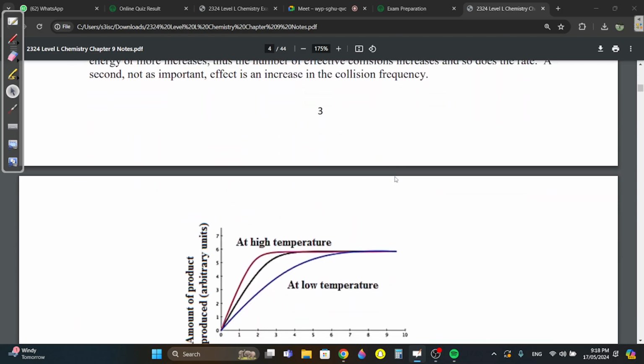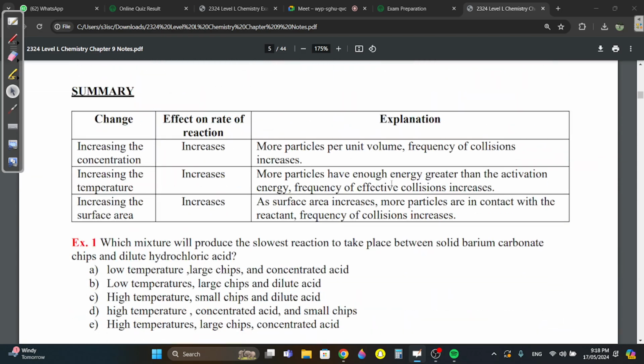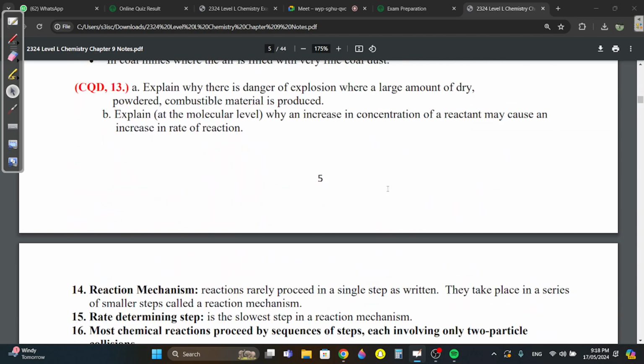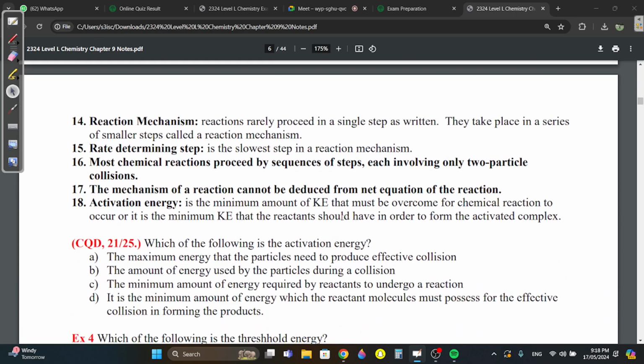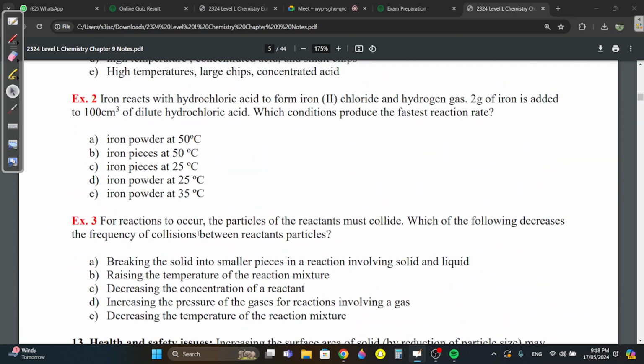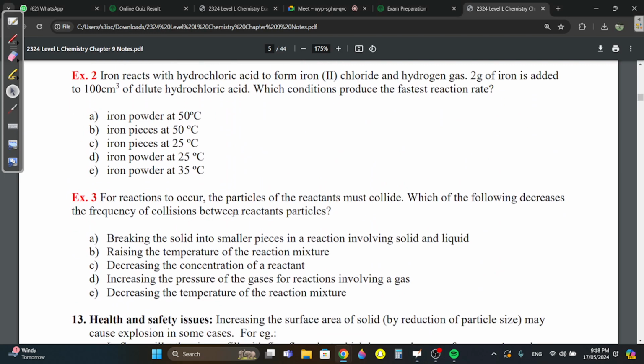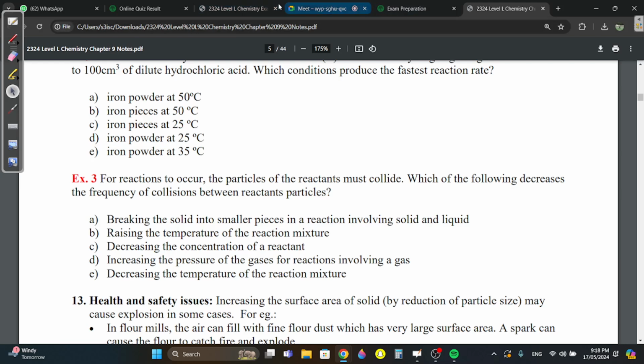These are the notes. I suggest you go over them. They're very useful. I don't think this is coming. Reaction mechanisms, they're not coming. So I think it's until here, until example 3. You can do it. Okay, let's go back to the quiz.